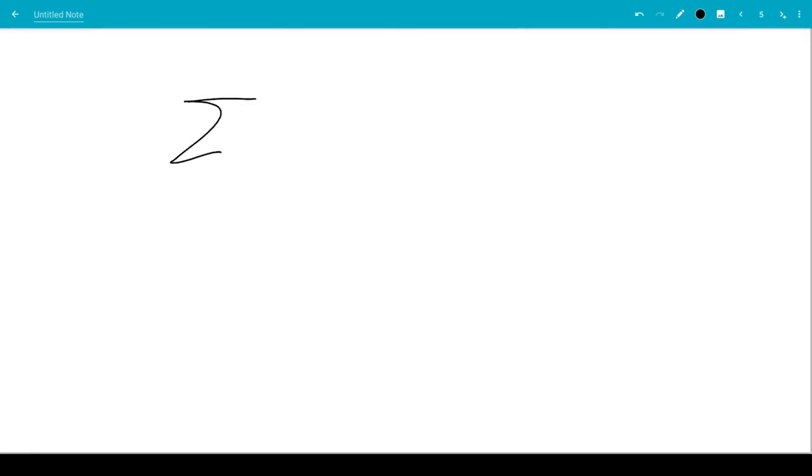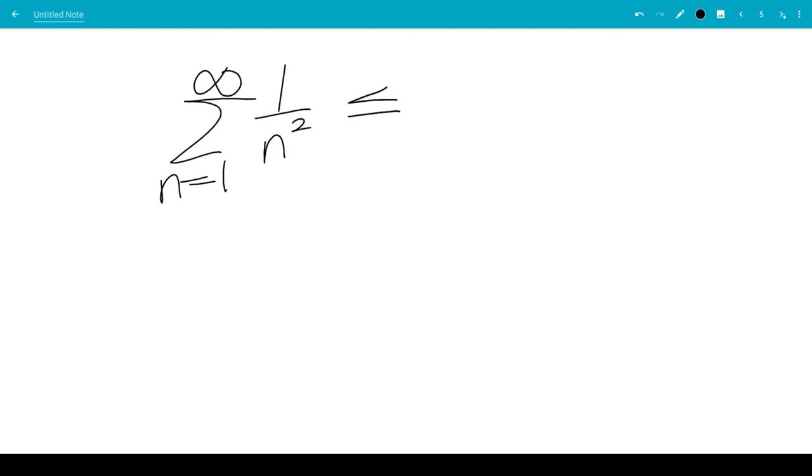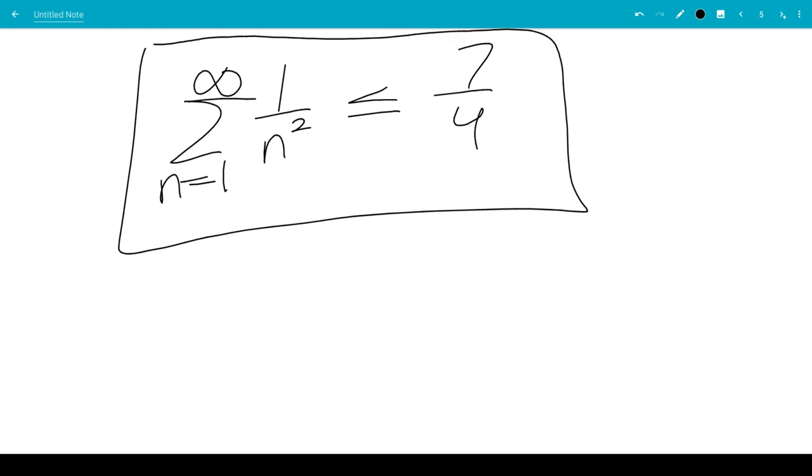So now that we have the sum as n goes from 1 to infinity of 1 over n squared, this is less than or equal to 7/4. And that is the result that we get. That's the end of the video.